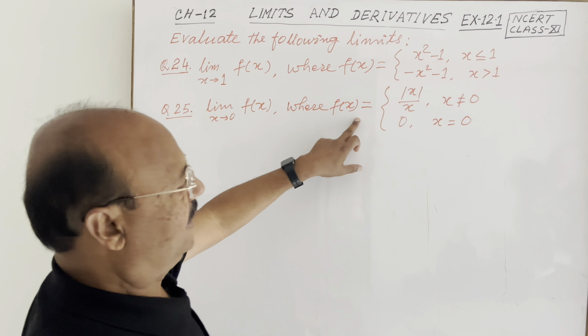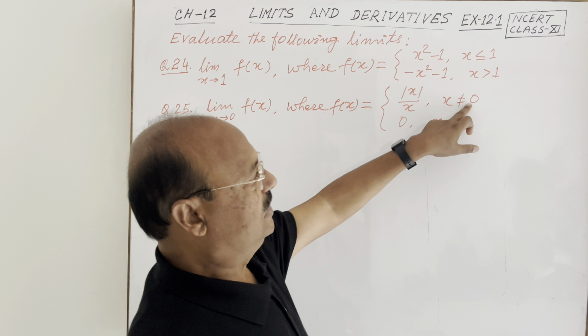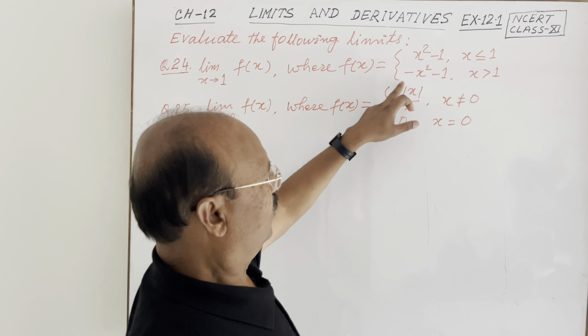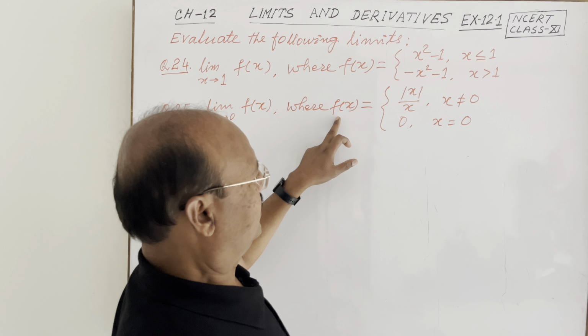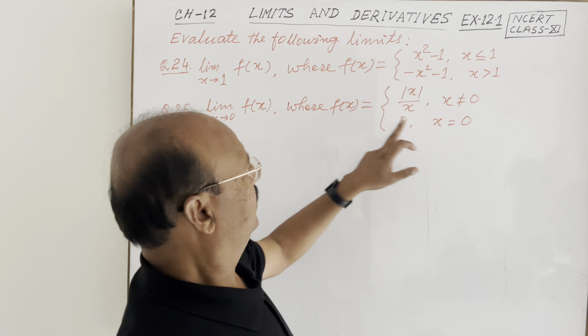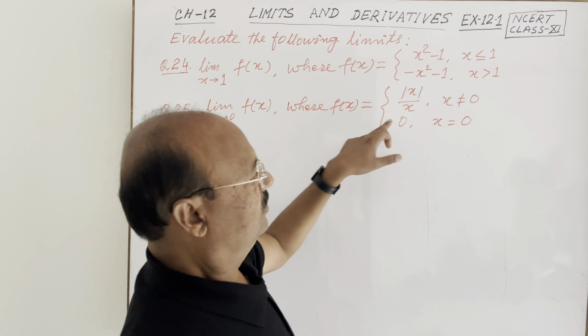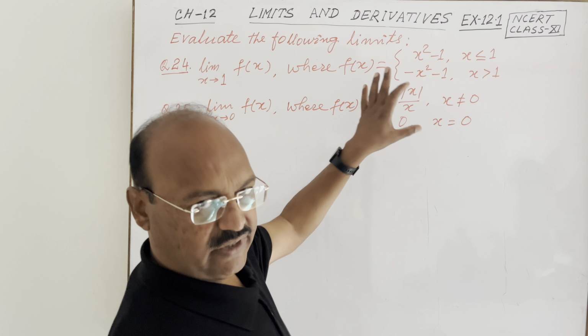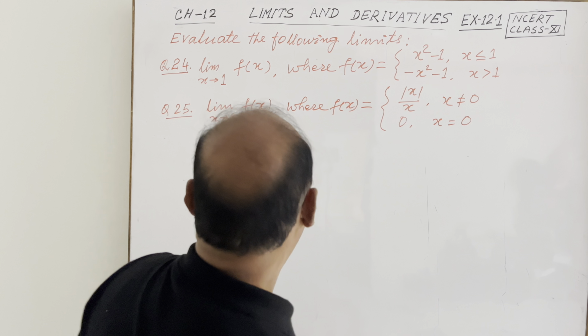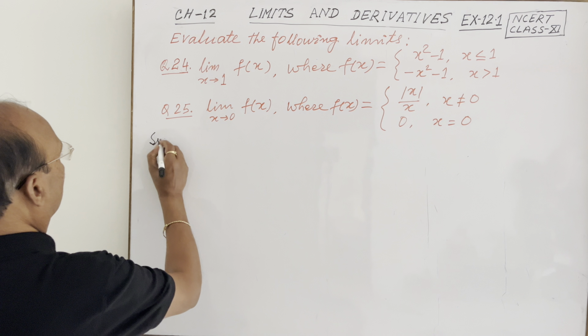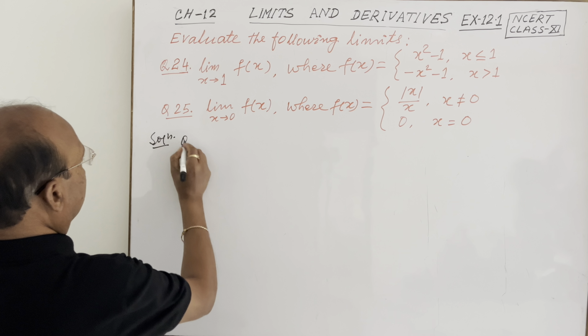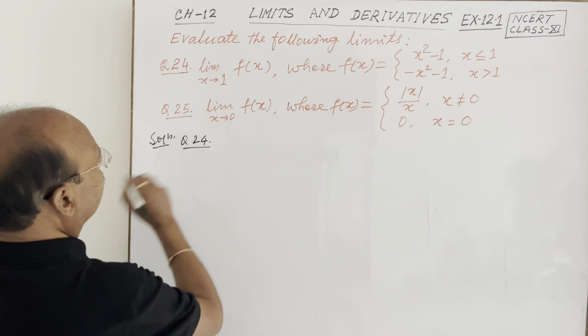f(x) is defined as when x is not equal to 0, then f(x) is mod x by x, and when x is equal to 0, then f(x) is equal to 0. However, this value of f(x) is not required here in this solution. Okay, so let us see the solution of question number 24 first.